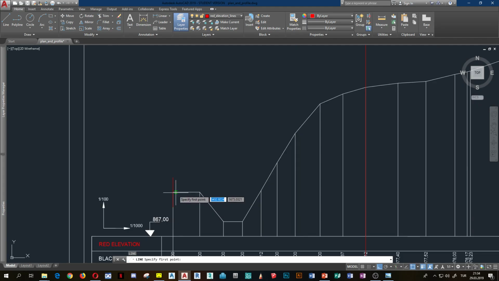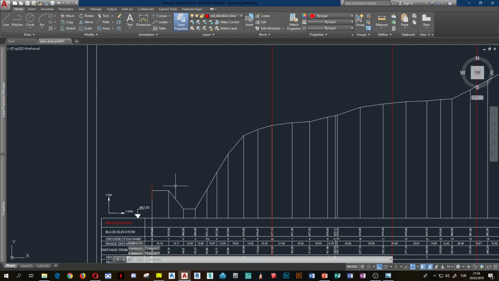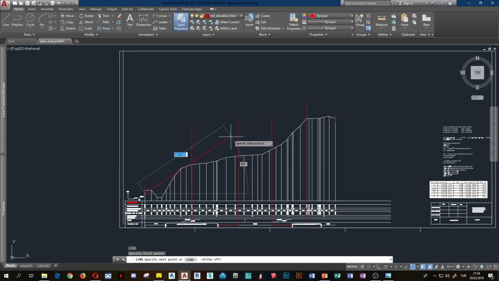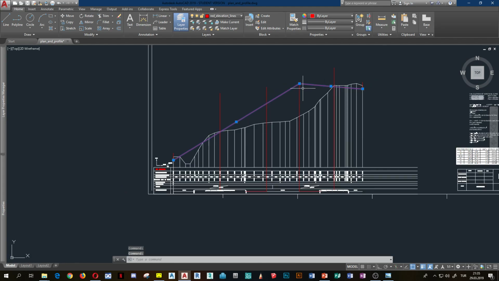Firstly, you can go 1 meter upside or 1 meter downside of the black elevation. You can draw your red lines to adjust the filling and cutting area. Look at that. My first red lines, first attempt here. But look at that, it's too little cutting but too much filling, and I have to adjust that.